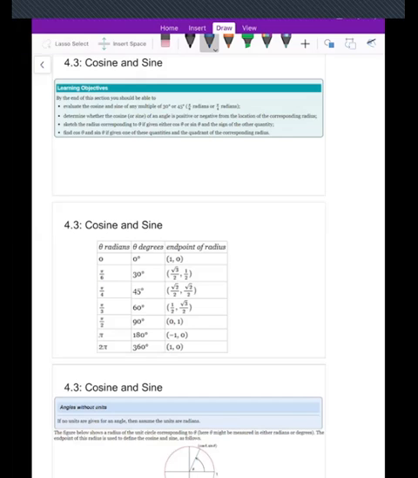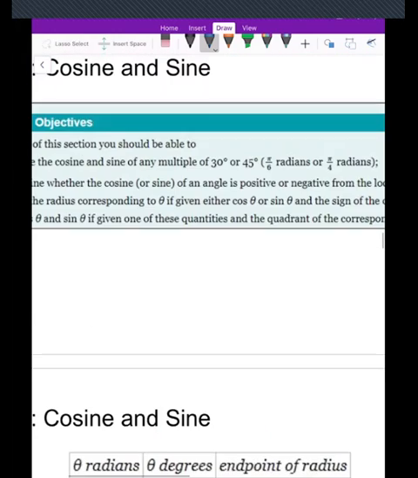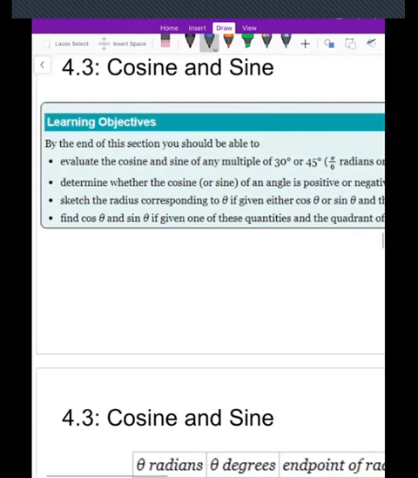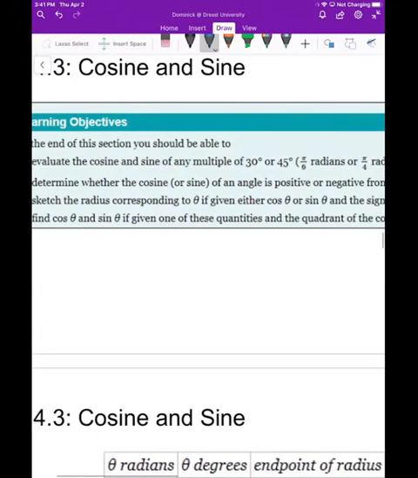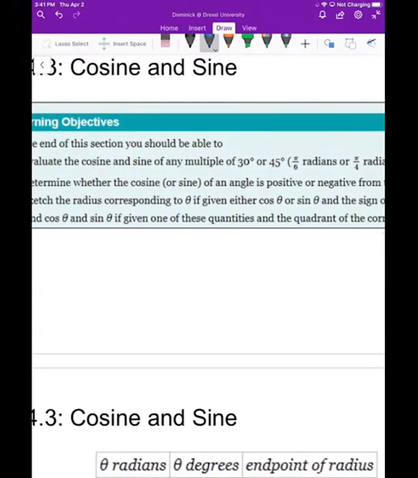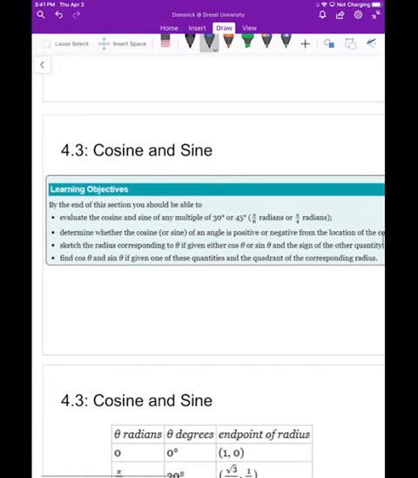Okay, guys, welcome. Today we're going to talk about the two basic trig functions. We're going to talk about cosine and sine, which is usually what we start with when we talk about basic trig. We're going to talk about how to find the sine and cosine of 30 and 45 degrees, and any multiple of those. And of course, we'll also talk about how that relates to pi over 6 radians and pi over 4 radians. We'll talk about whether cosine or sine of an angle is positive or negative.